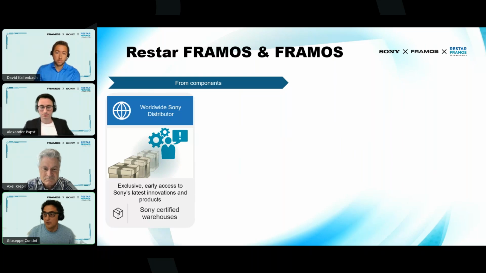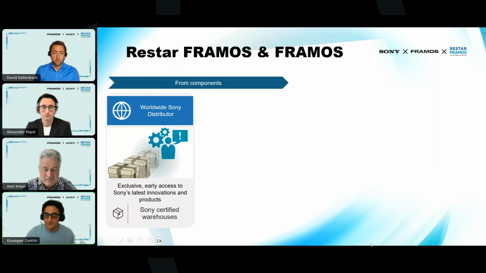It's very valuable, the support that Framos Restart can provide, giving access to all the information, but not only, even the management of the sensor and the warehouses is pretty complex, because of course image sensors are sensitive objects, and in case we also do stocking and have certified warehouses by Sony. So this is a guarantee of quality.